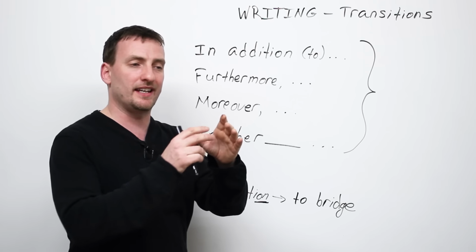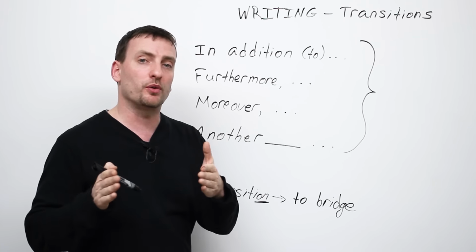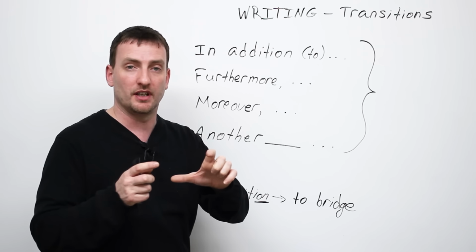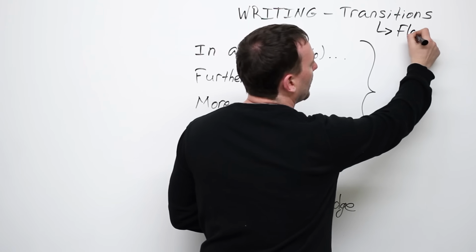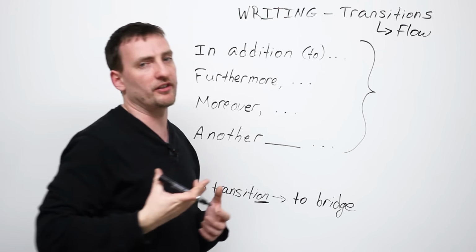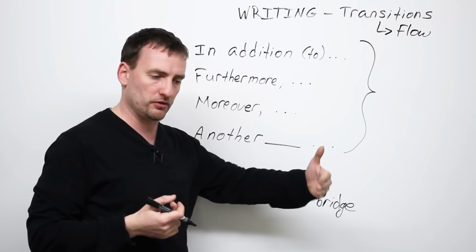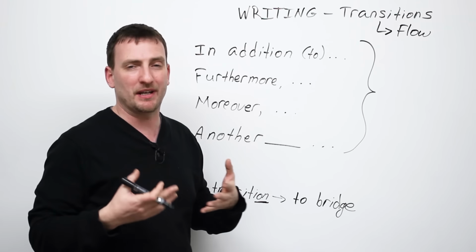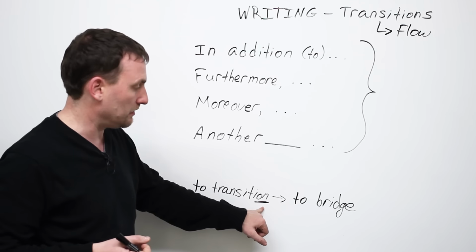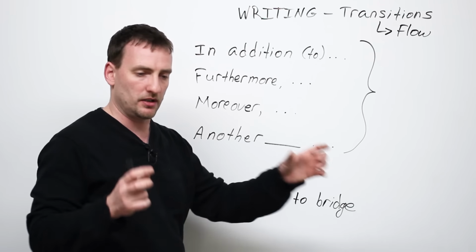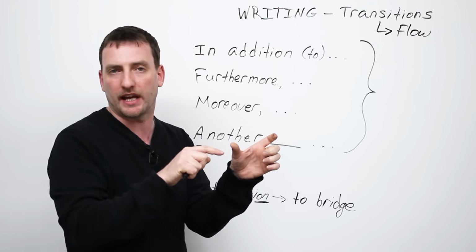Very important because they can join ideas within a sentence, but even more so, they can join two paragraphs. So what they do really is they create flow. Flow is very important for writing, okay? Flow makes it easier for the reader to follow what you're saying, and it makes it a little bit more interesting as well. Okay, so to transition basically means to bridge. You have two ideas, you're connecting, you're creating a bridge from one idea to the next.